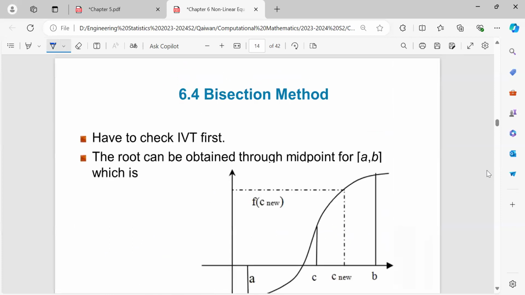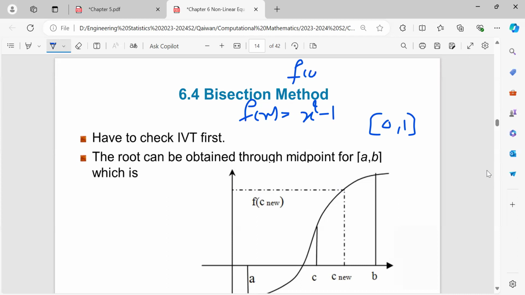If f equals 0, that value is the solution. Look, just a moment, let me check. If we have f of x to be x squared minus 1, to check if this equation has a root in [0, 1] or not, we replace 0 and we get -1.